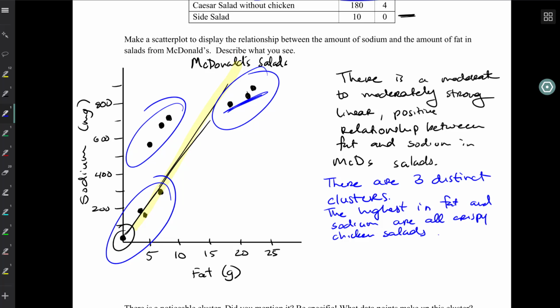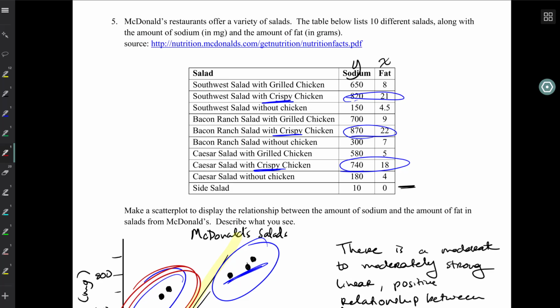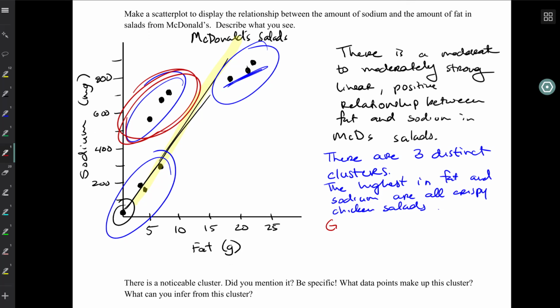What do we notice about these ones? The ones that are low in fat, but they're high in sodium. Okay, going back up, looking at those, which ones are low in fat but high in sodium? That's going to be this one here, maybe also this one, and the very first one. What's in common between all of those? They are all grilled chicken. So the grilled chicken salads were all high in sodium but low in fat.